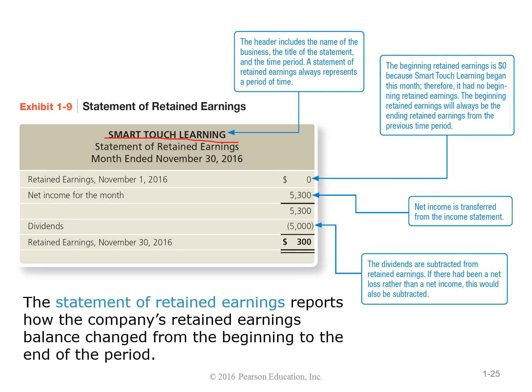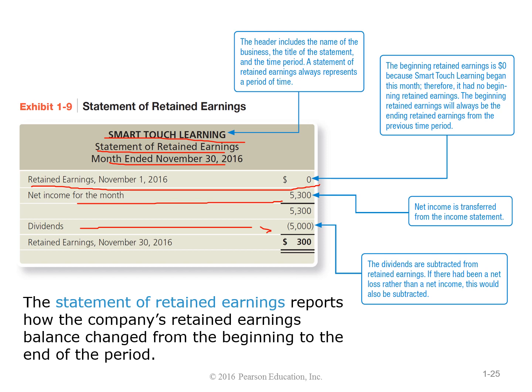Statement of retained earnings. Again, the name of the company, the name of the statement, and the date. And we start with the retained earnings beginning. If this is the first year for the company, then it will be 0. Then net income for the month from the income statement, and then minus dividends. So this is the retained earnings ending balance. The statement of retained earnings reports how the company's retained earnings changed from the beginning to the end of the period.